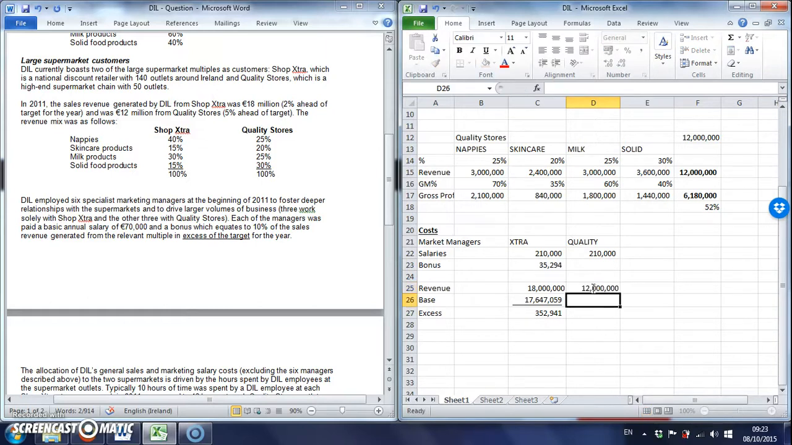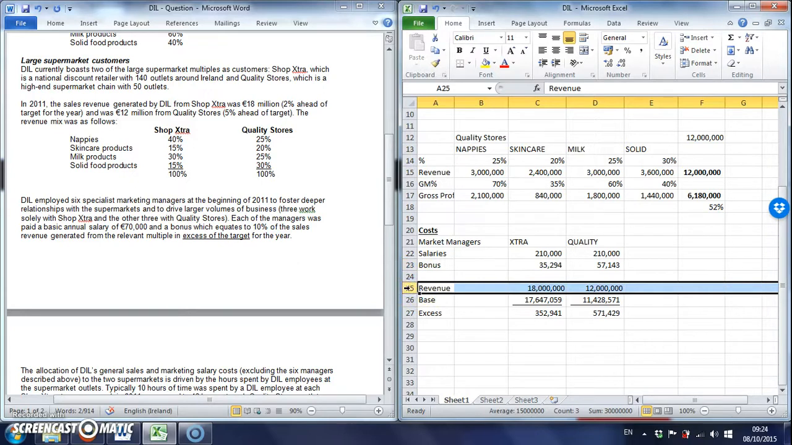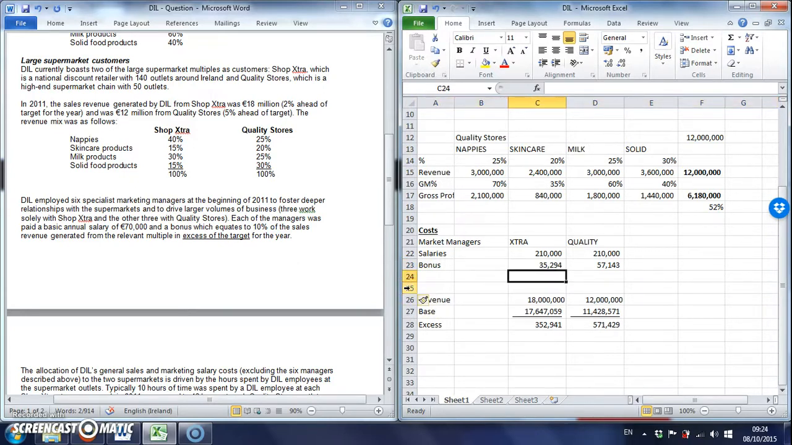And the exact same logic will apply for Quality as well. 12 million was the actual revenue. That is 5% ahead of target. So if 12 million is 5% ahead, it must be 105%. To divide by 1.05, that means the base was actually 11.4 million. The excess over the target, which they're getting based on, is about 571 thousand. So they're well ahead of target, and they will get 10% of that. Okay. So now you've actually made the calculations. We'll move down this one, and we'll say the total manager's cost is 245,000.